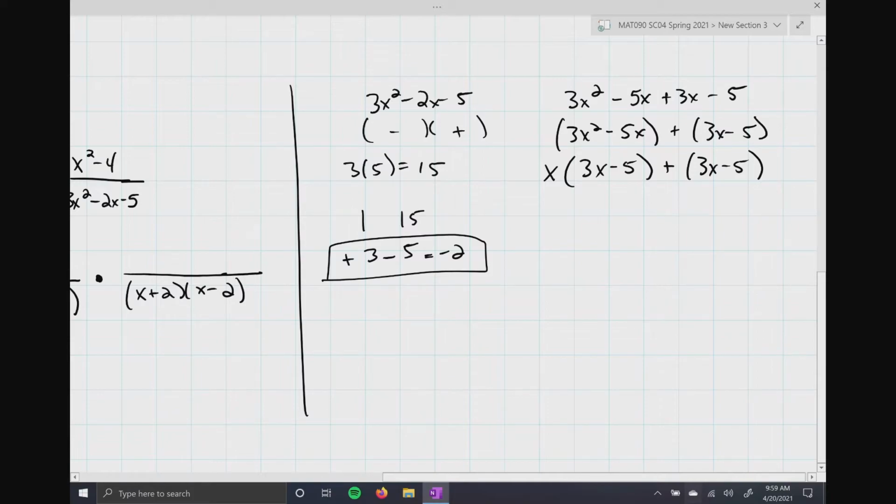Now, I know I'm correct because the binomials inside the parentheses match. So I just factor that out as well. So I'm left over with the quantity of 3x minus 5 times the quantity x plus 1. Are there any questions?